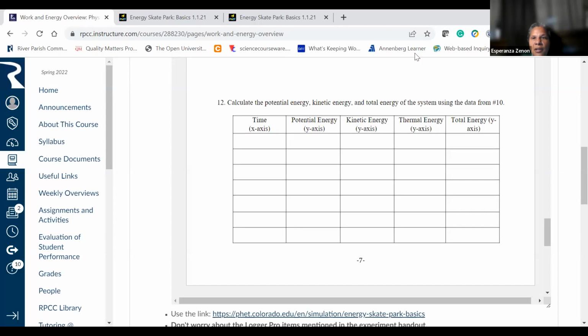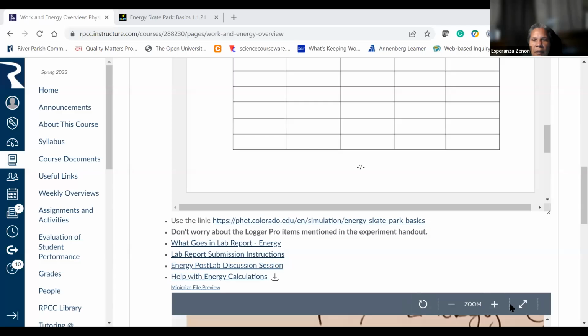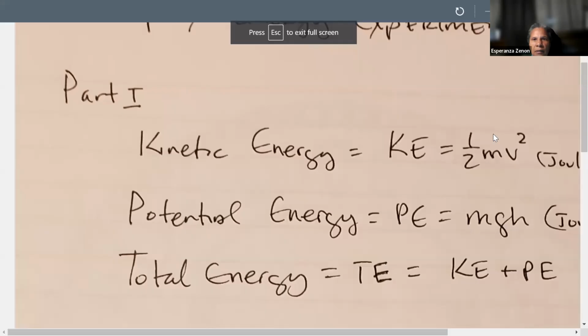So let me stop share and bring up that formula sheet again. Bear with me for a second, because I want to make sure that's on the screen, because if it's not, you won't see it when I do it. So let me bring this up, and now let me share the screen. And let me do this. Are you seeing that? Yes, ma'am.